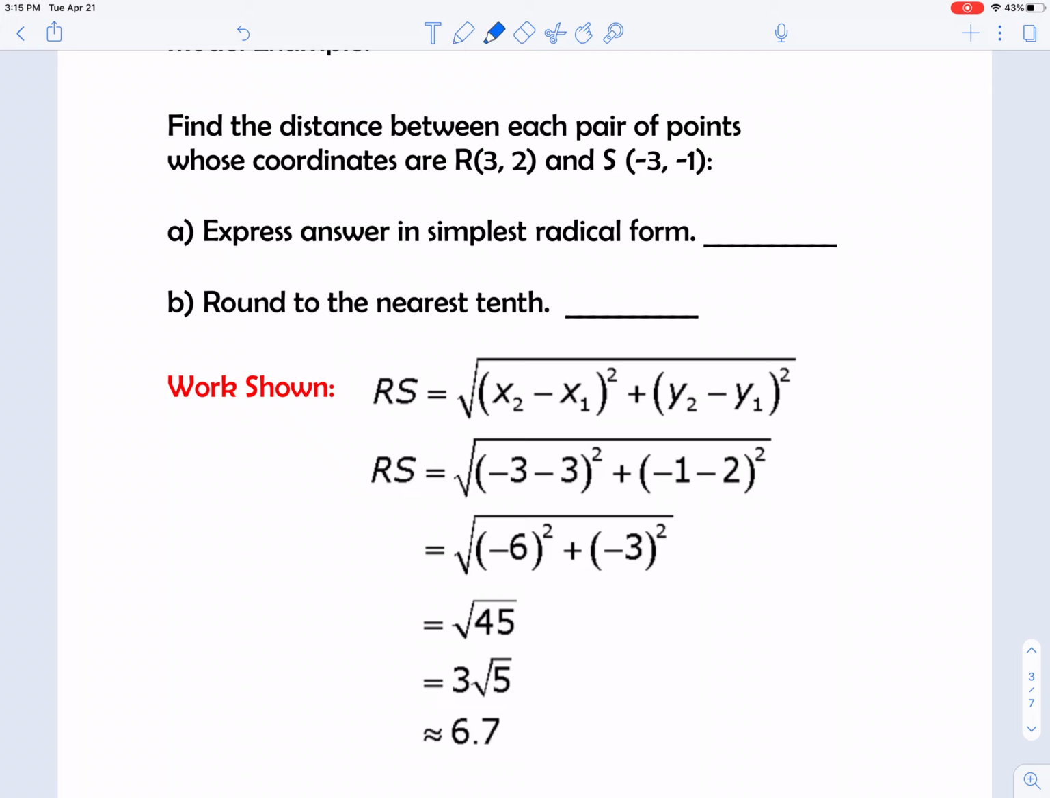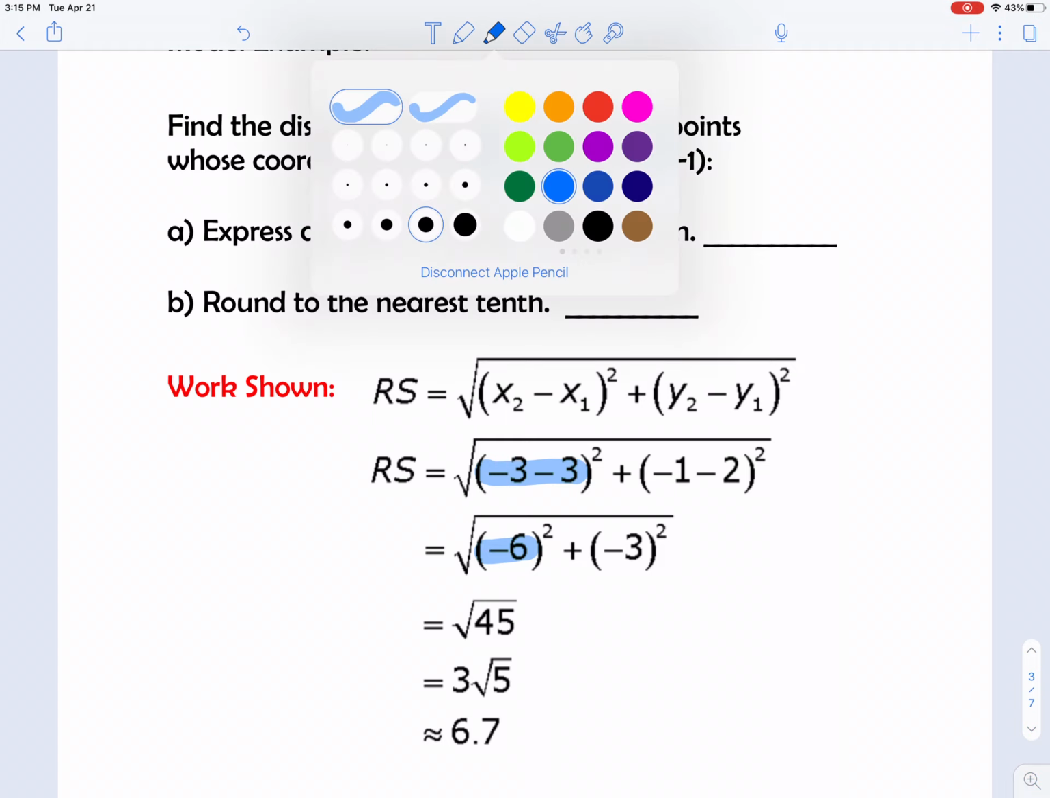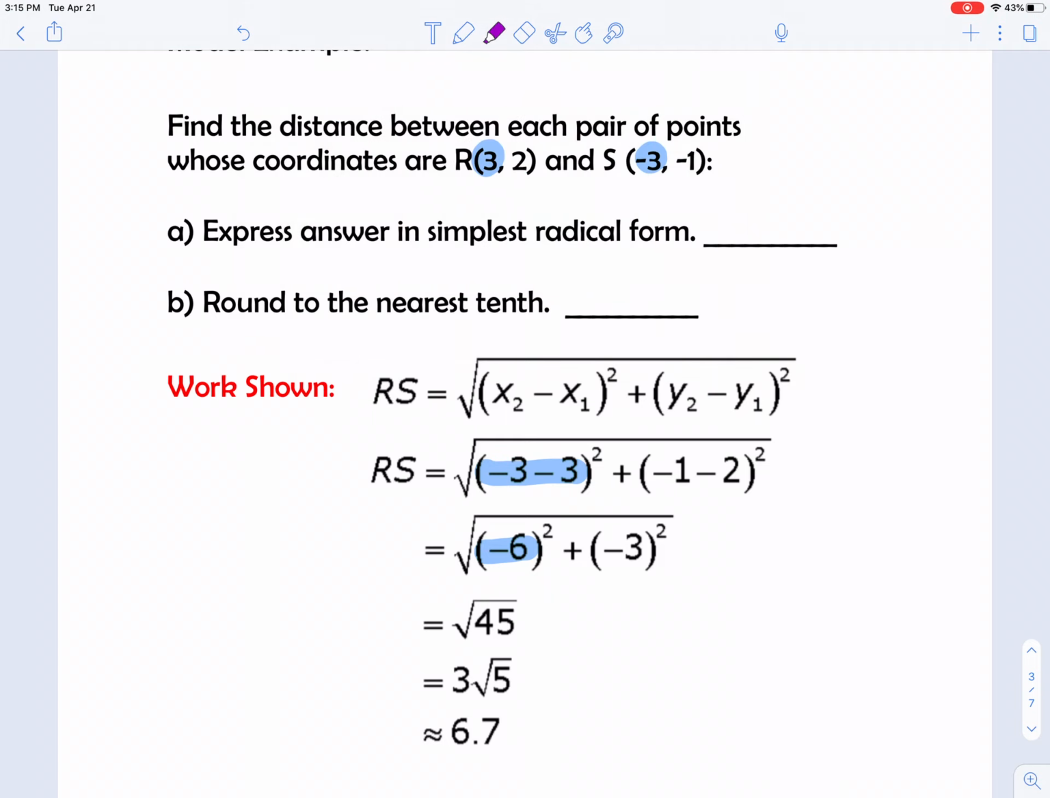In the first parentheses, they subtracted -3 minus 3, x2 minus x1, and that gives you a -6. The length of the segment would always be positive, but once you square it, it's going to be positive, so it doesn't matter. When you subtract the y coordinates, -1 minus 2, that's in the second set of parentheses, you get -3, again a negative, but when you square it, it takes care of the negative, you get 45. So here they simplified the radical, which you're still responsible to be able to do.